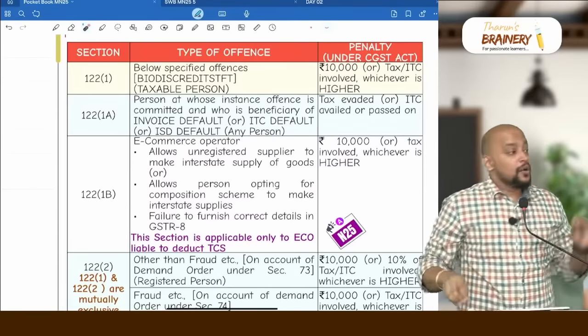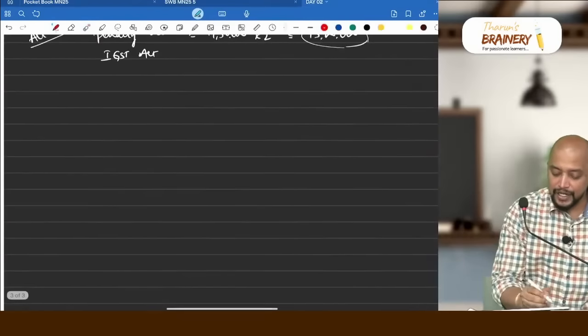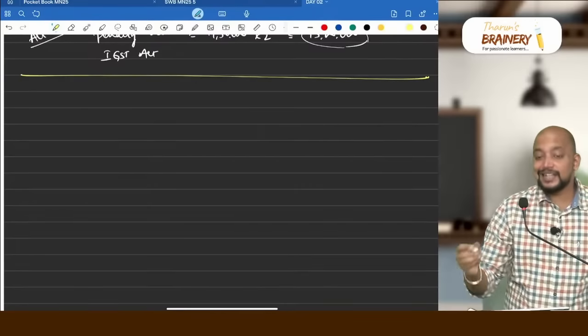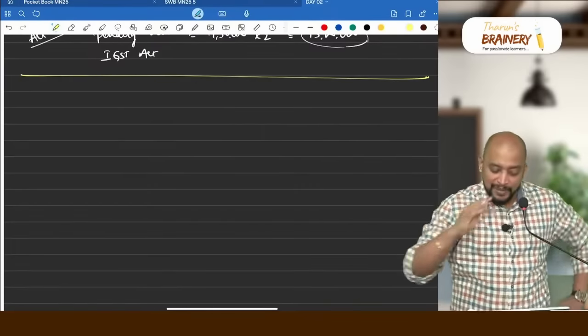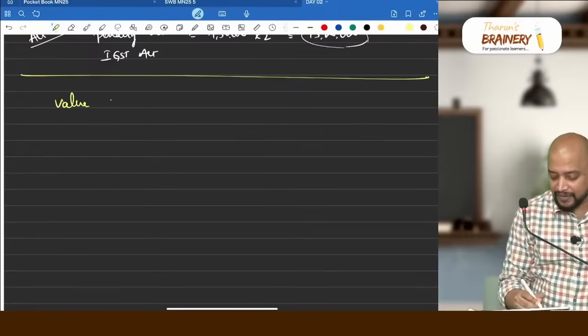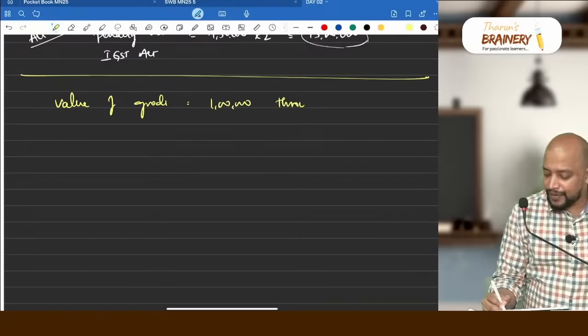For example, 1 lakh is the value. Say 1 lakh is the value of the goods. Because you will think it has 100%, in the option both will be there. See how they will test. So the value of goods will be 1 lakh, through ECO. Value of goods through an e-commerce operator.